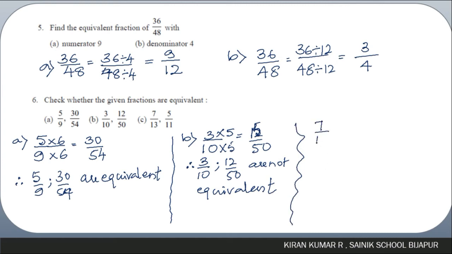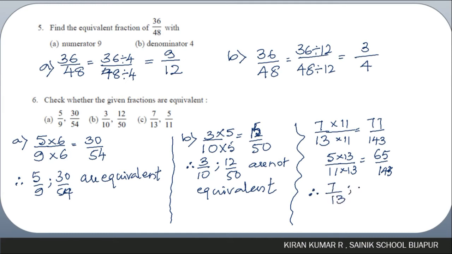In the next one, 7 by 13, when I multiply this particular number with 11, I'll get 77 out of 143. If I consider 5 by 11, if I multiply both by 13, I'll be getting 65 by 143. Look, the numerators are not the same. Therefore, 7 by 13 and 5 by 11 are not equivalent.